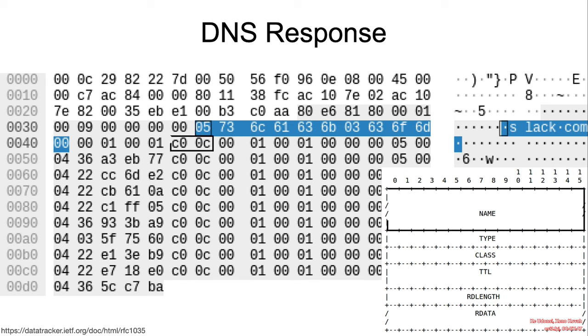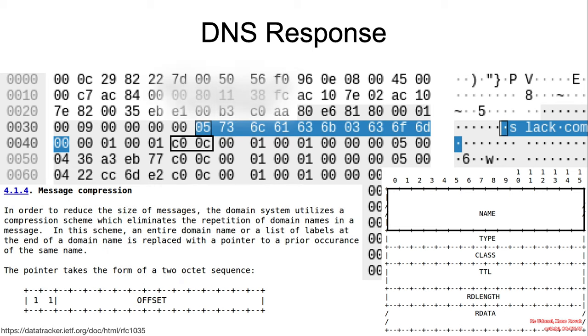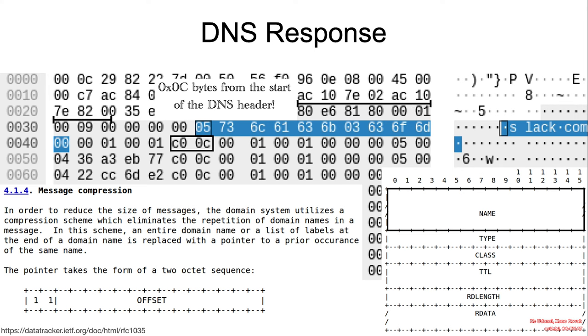Once again, we observe how the compression takes place. So C00C identifies that compression is in use. If we were to perform the calculation, then we would count 0C bytes from the start of the header, and that gets us to slack.com.